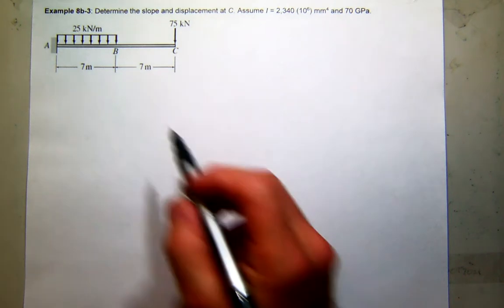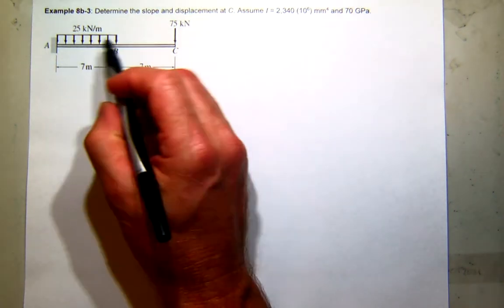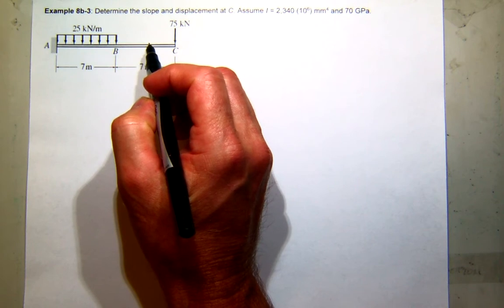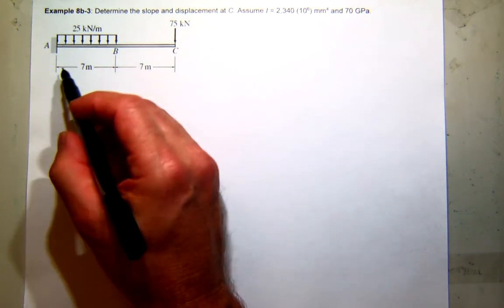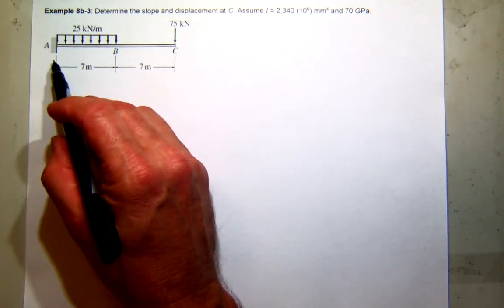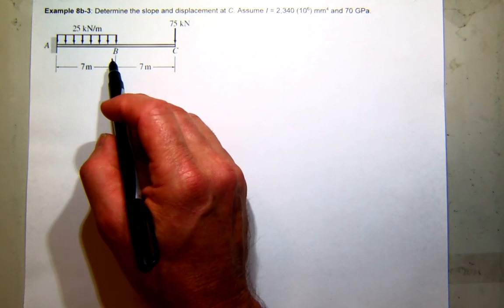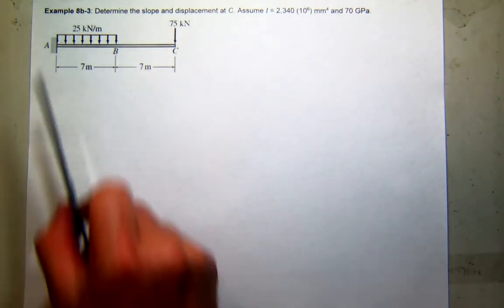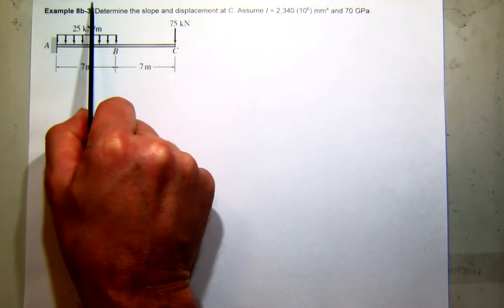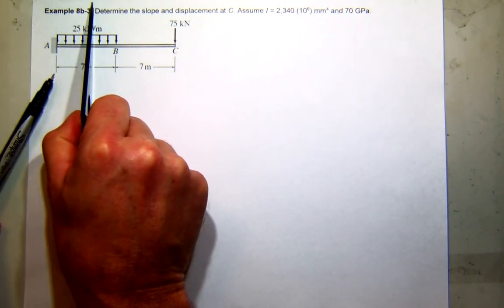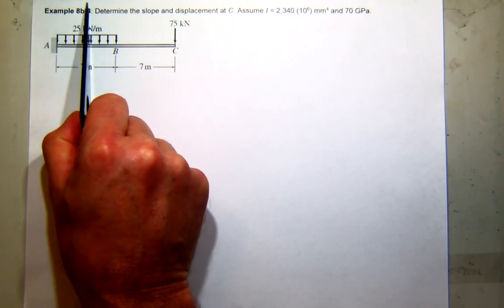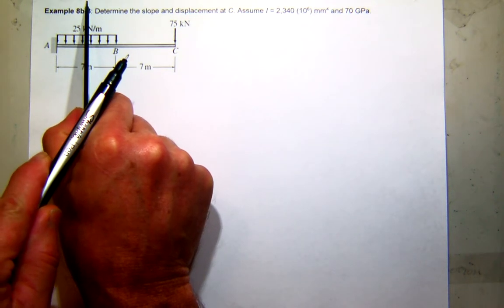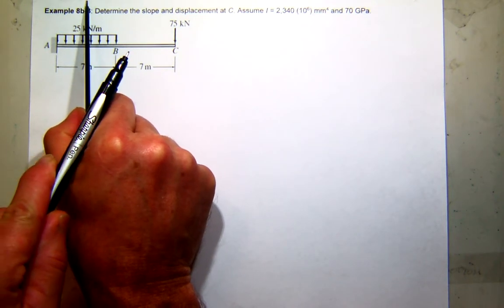The first thing we're going to do is write the real moments for this structure. So I'm going to have to write a set of moments that are valid from 0 to 7, and a second set from 7 to 14. So imagining the structure cut somewhere between 0 and 7, you want to work the left side or the right side. The right side is not so bad, a little clumsy, but you don't have to find any reactions.